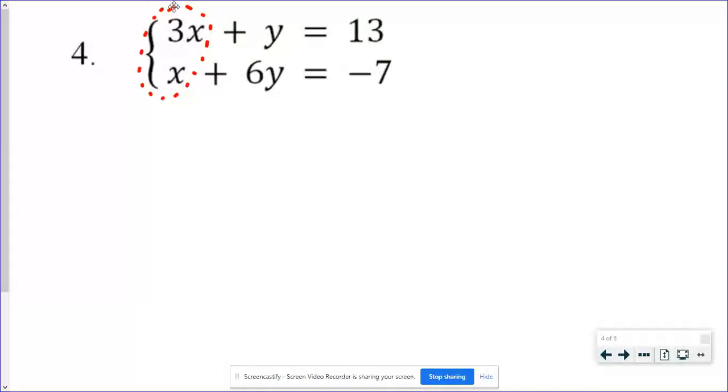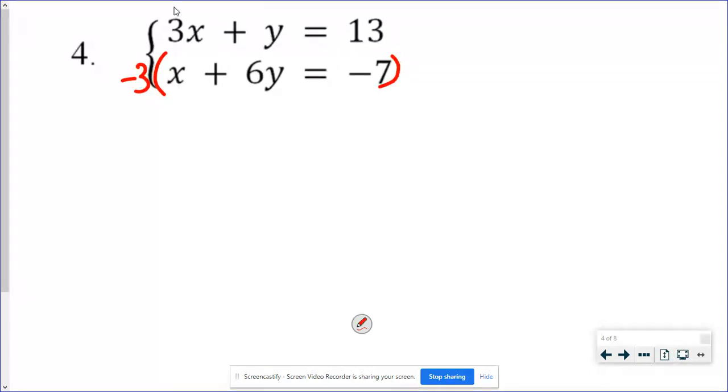Or the other option is I could be looking at my y's. Since the bottom one is a positive 6y, I could make the top one into a negative 6y. They're not x's. I'm going to choose in this one to try to keep my numbers smaller. I'm trying to get my opposites as my x's. So I want to keep that top equation exactly as it is. I want this to turn into a negative 3x.